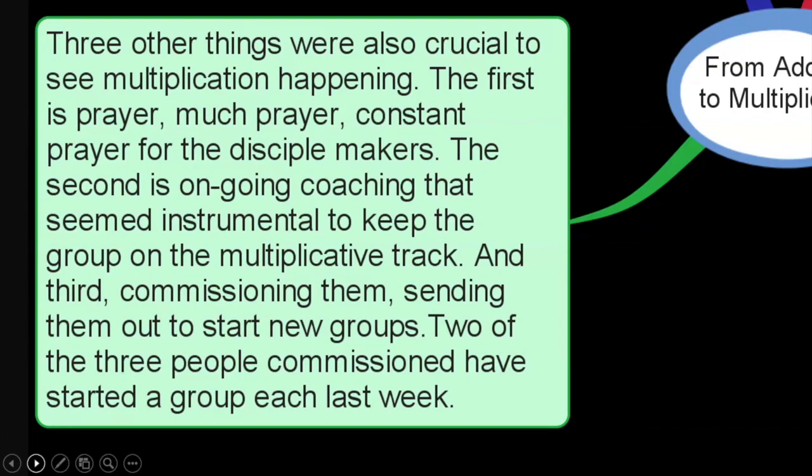And third, commissioning them. It is so important to send them out to start new groups, not just train them and then leave them like that. No, actually to commission them and send them out. For instance, 2 of the 3 people I had commissioned a month ago have already started a group since last week.